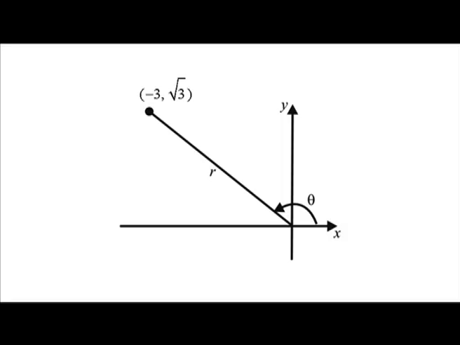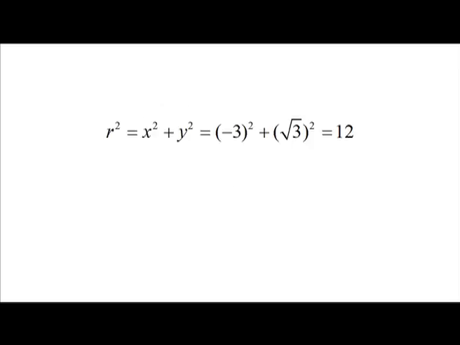Now, we consider an example illustrating the way of finding polar coordinates corresponding to the Cartesian coordinates (negative 3, square root of 3). Since x coordinate is negative and y coordinate is positive, the point is in the second quadrant. Now, with x is equal to negative 3 and y is equal to square root of 3, we obtain r square is equal to x square plus y square, which is equal to negative 3 whole square plus square root of 3 whole square, which is equal to 12.